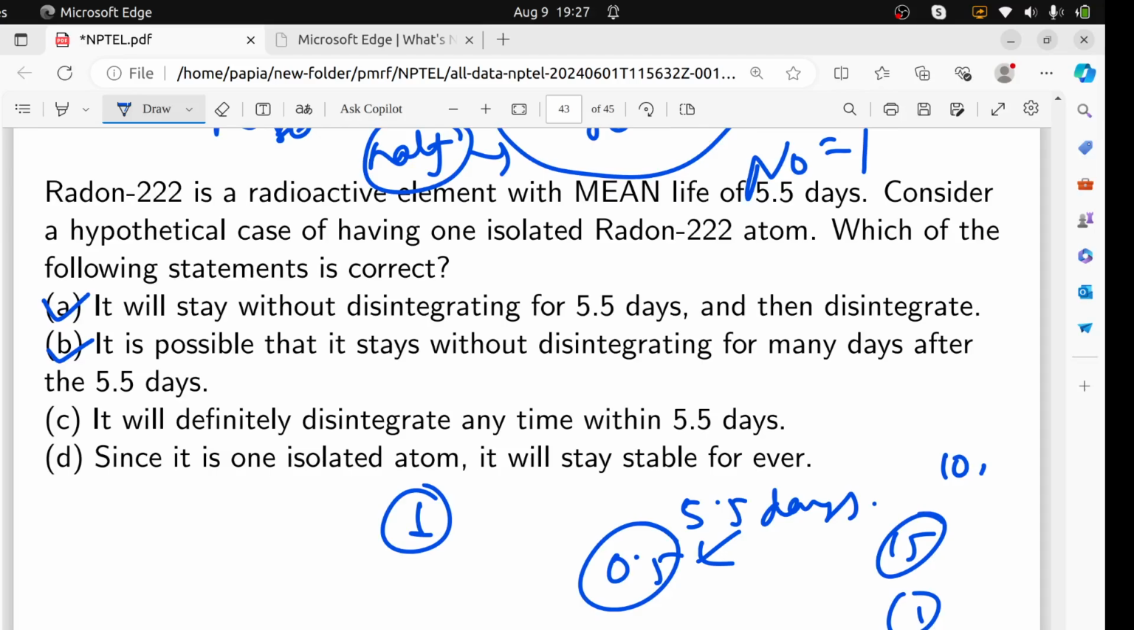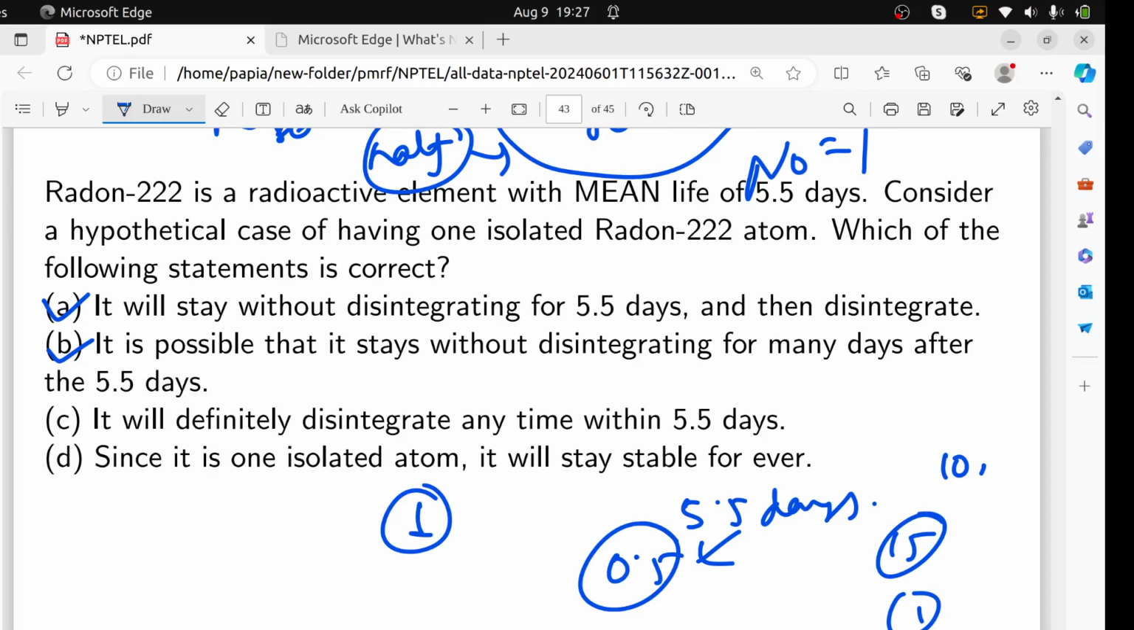And since it is one isolated atom, it will stay stable forever. That is also not correct, because we are talking about mean life and half-life for this isolated particle. So option D is also not correct, that if it is an isolated atom, it will stay forever. Ma'am, instead of saying it will stay stable, if it said it might stay stable, then that option could also be correct for mean life. It might stay stable forever will not be the correct one. Forever means what? Obviously it will decay, but when it will decay, we can't say confirmly.